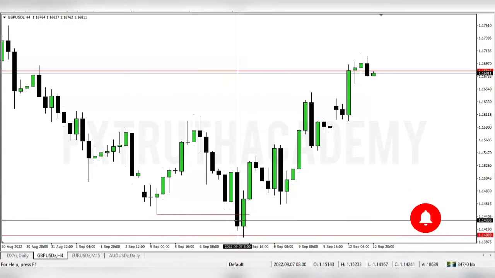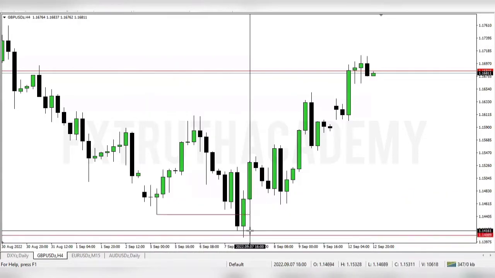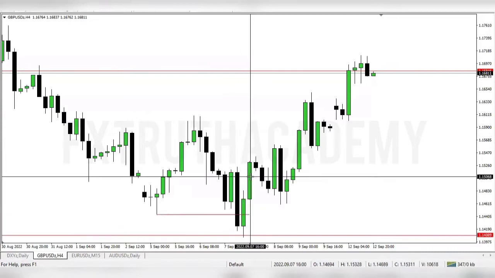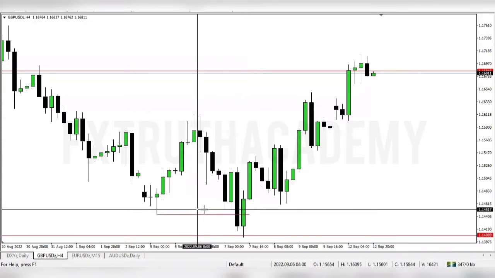But in this case, price traded through and traded higher, and not just through this particular swing low, it went all the way to a monthly key level and reverted from that area. So that's what you want to watch out for: the reaction of price at that particular area.